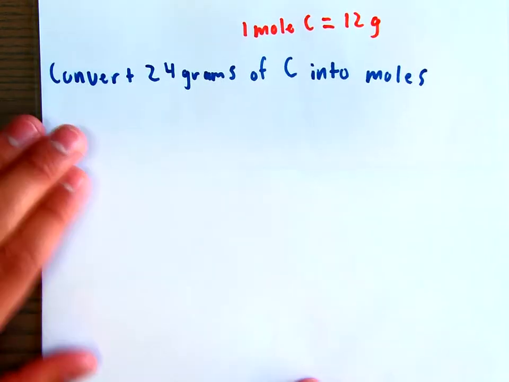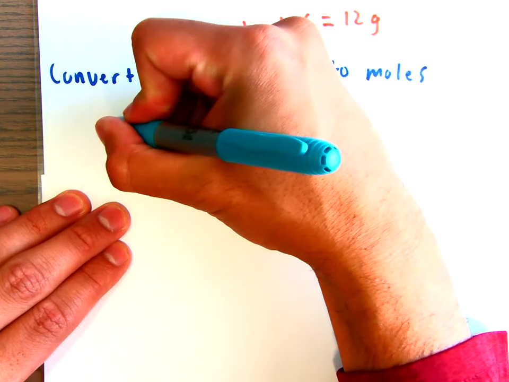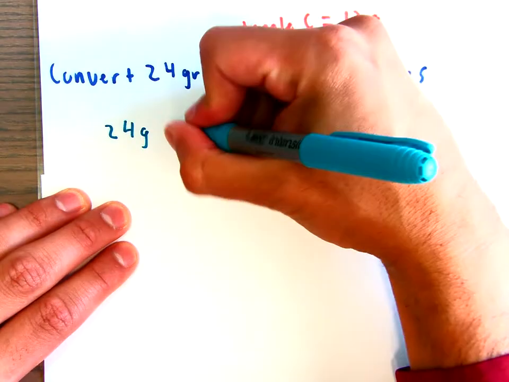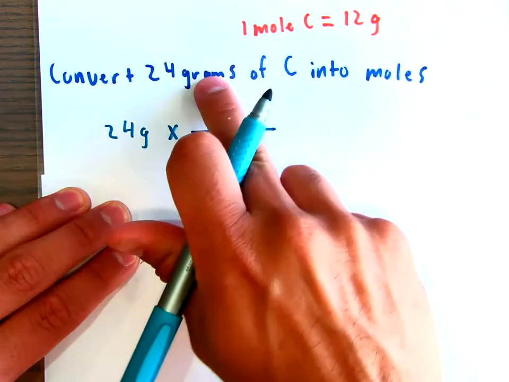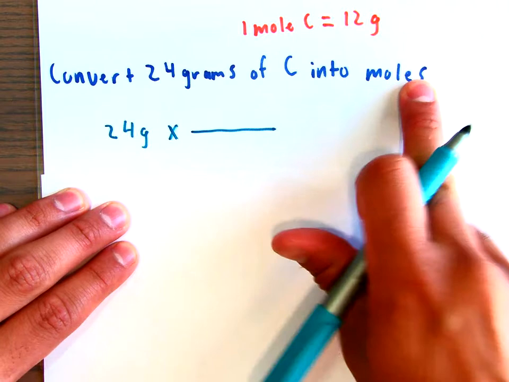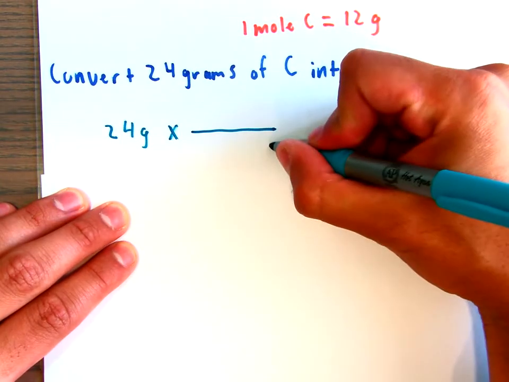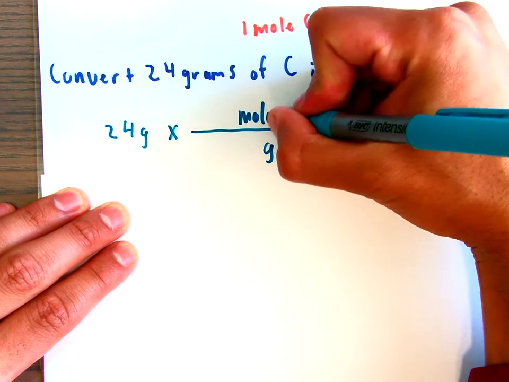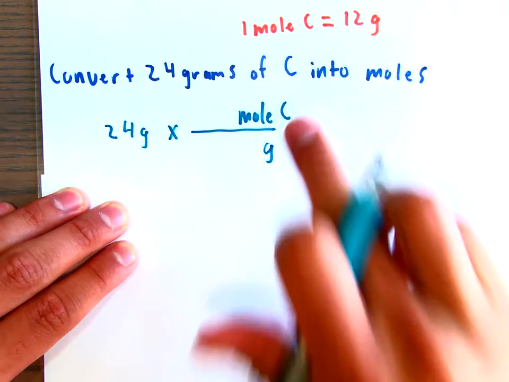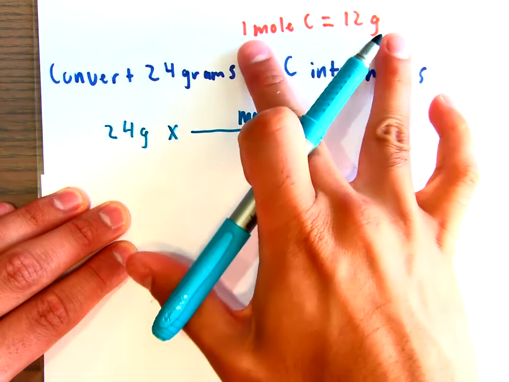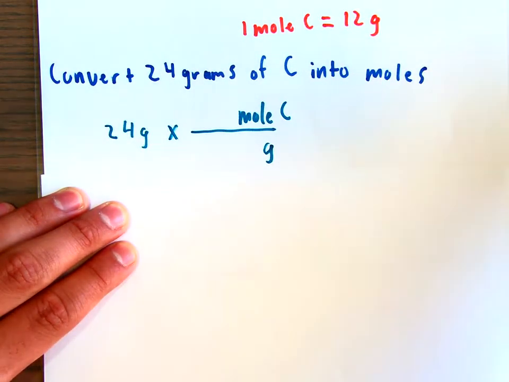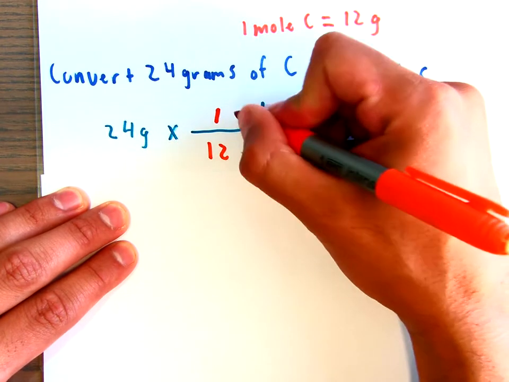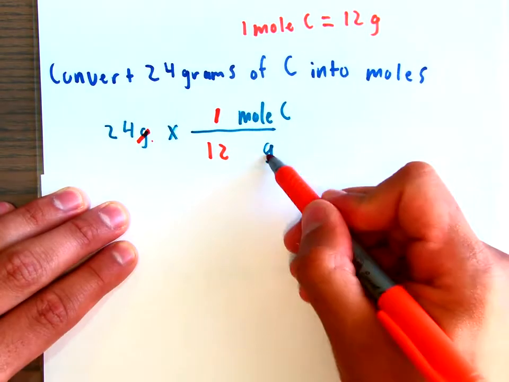I'm going to start here. I have 24 grams of carbon, right? I'm going to multiply this times a conversion fraction. I have grams, but I want to turn it into moles. So I put grams in the bottom, moles on top. That's what I want. I want to figure out moles of carbon, so make sure you put that as well. Then I take my numbers and plug them in. 12 goes here: 12 grams equal 1 mole on top. The top and bottom are always going to be equal to each other. Grams cancel out.